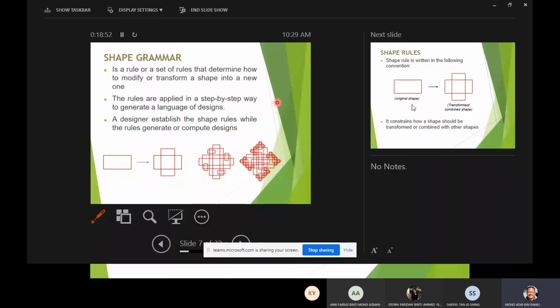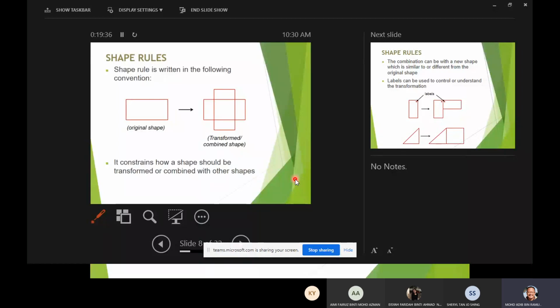But in the case of computational design, we use a computer to generate the language of design. Then the design will be produced automatically using the computer. So basically the computer will generate the design itself. Okay, so those are examples. If you look at this image, this part here is basically the rules. This is an example of rules, and you can come up with this pattern, this design, just by using this rule.